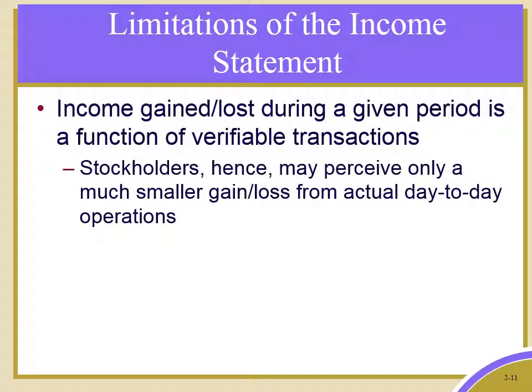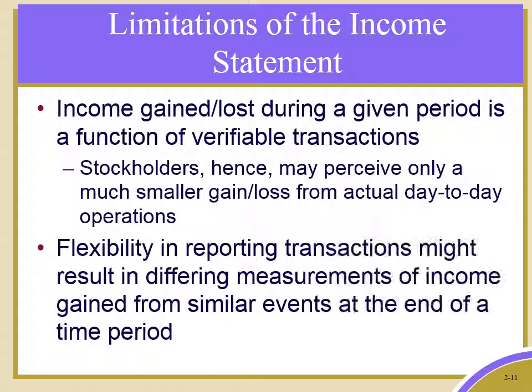Some limitations of the income statement is that income gained or lost during a given period is a function of verifiable transactions, and that is if they can verify that the transaction took place, that's where they can show the gain or loss. If something happened outside of that time frame, say from January to February, if there was a huge loss there for some reason within a company, you can't show that from your previous income statement from the year before. So it doesn't really give shareholders as up-to-date, clear a picture.